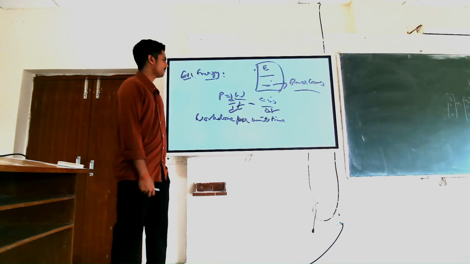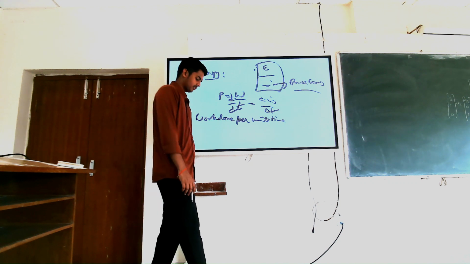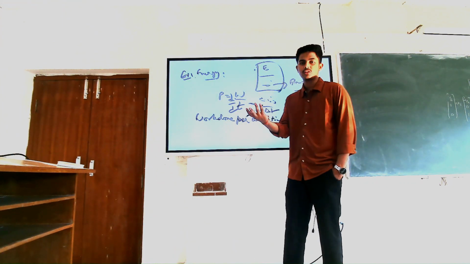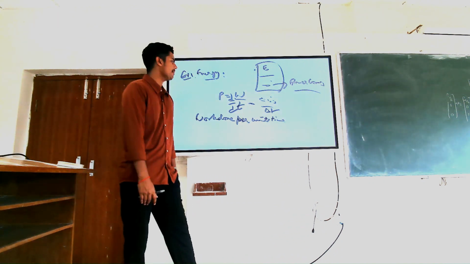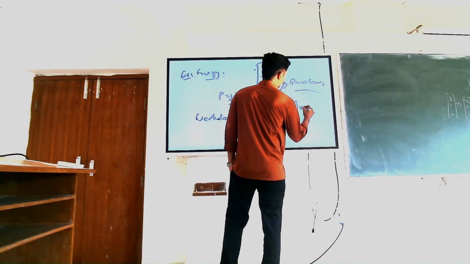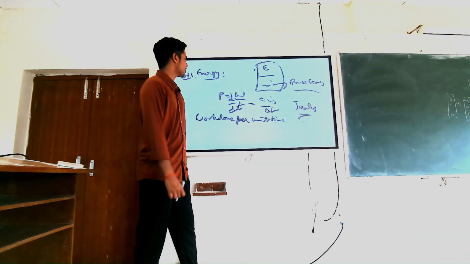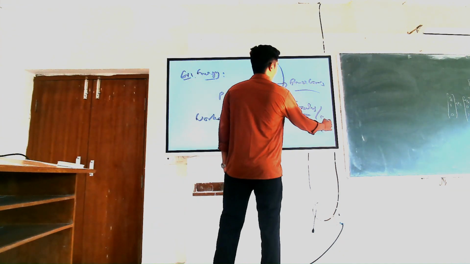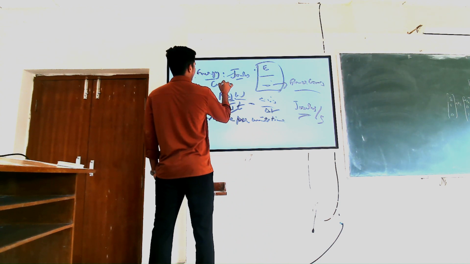Got it? Power is a function of work with respect to time. It is work only, with respect to time. If you do that, that is power, and the unit is joules per second. Energy has the unit joules, or sometimes calories also.